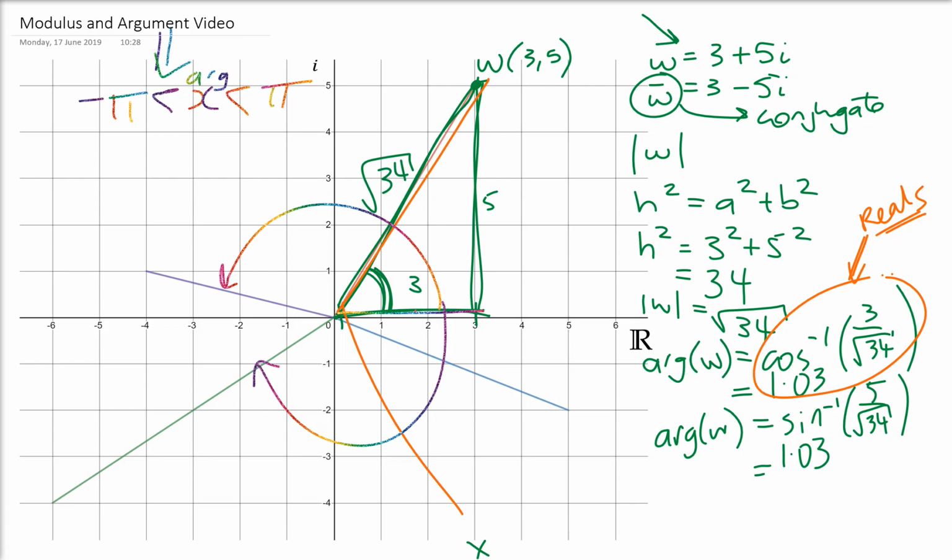Why do we do the sine? Because the sine of this one could be either up here or up there. It tells us if the imaginary part is positive or negative. So that part there talks about the imaginary part.